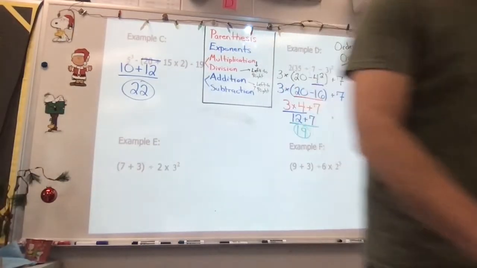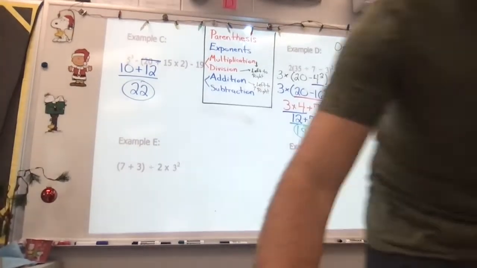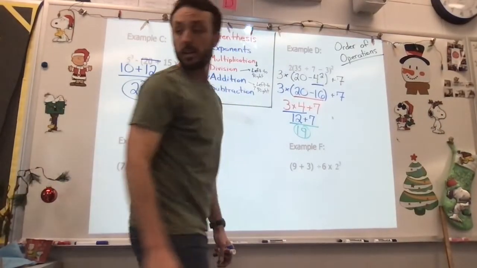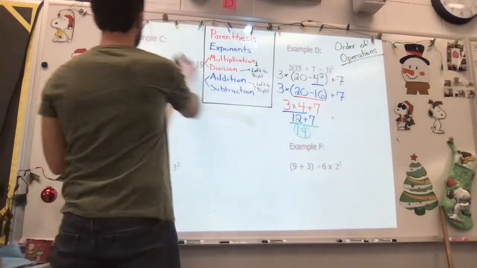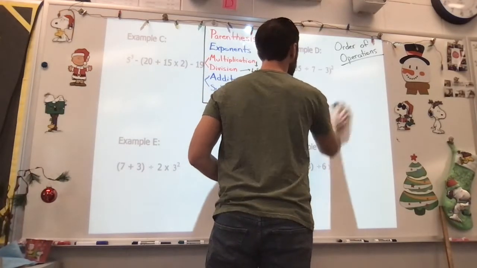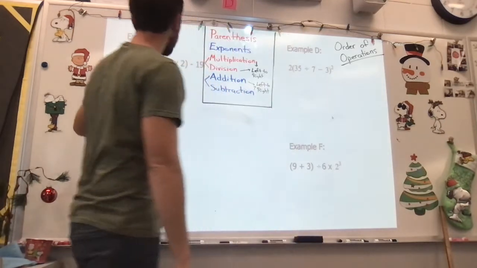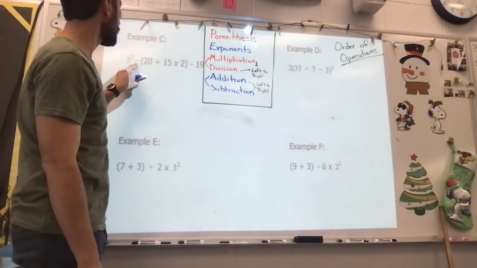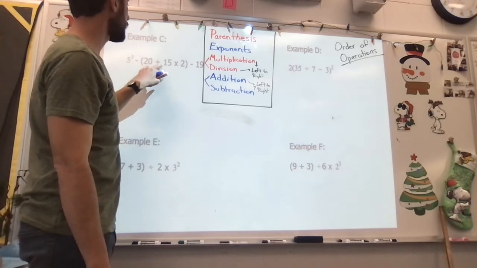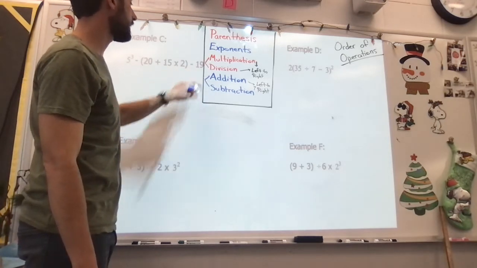And grab my red marker. And my eraser. There we go. So on this problem, it says 5 to the third power minus, and the way we read this is the quantity of 20 plus 15 times 2 minus 19.